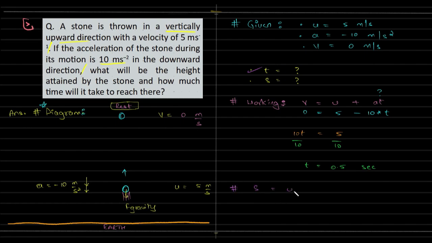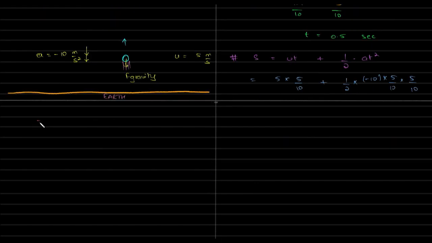Next is s is equal to ut plus half at square. Does this work out? We have t also. Acceleration also we know. Yes, this will work out. So this would be equal to, what is u guys? u is 5, time is 5 by 10, plus half into minus 10 into time again is 5 by 10 into 5 by 10. So this would be 25 by 10, or what we can do is we can take 25 out common. Oh no, we have this, that will get cancelled.